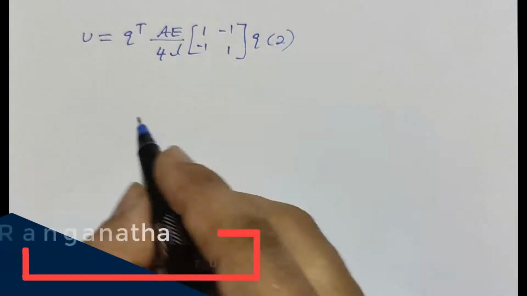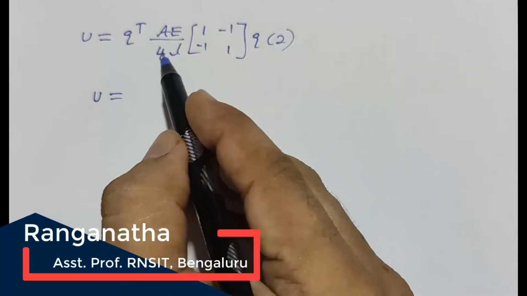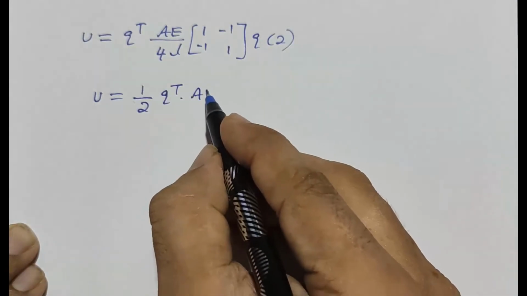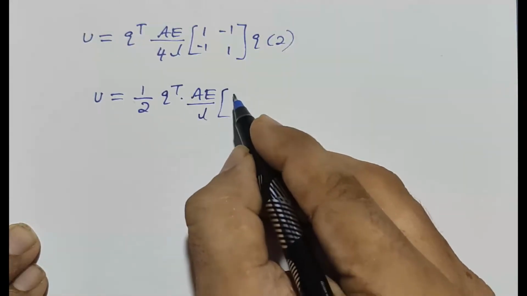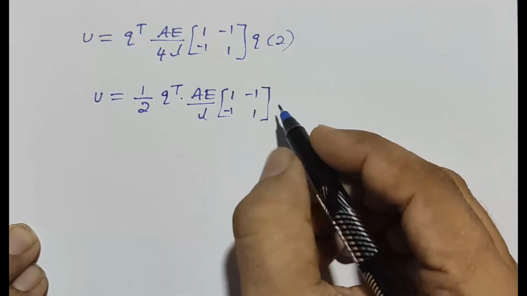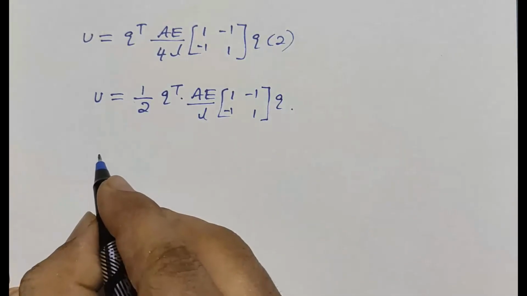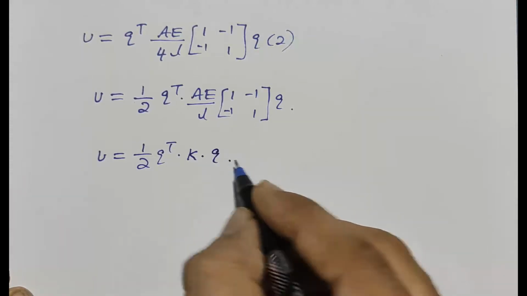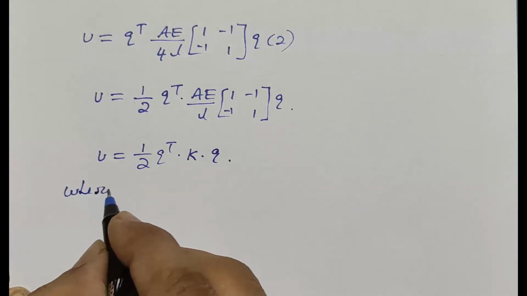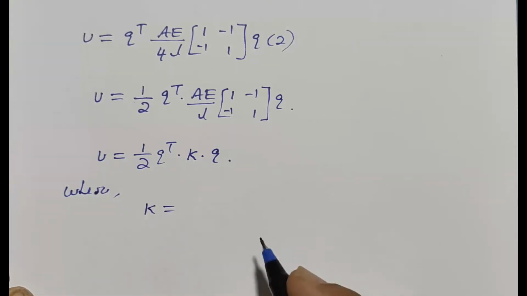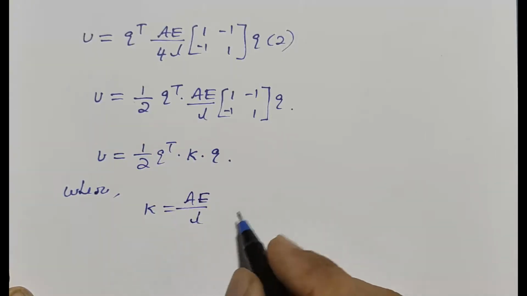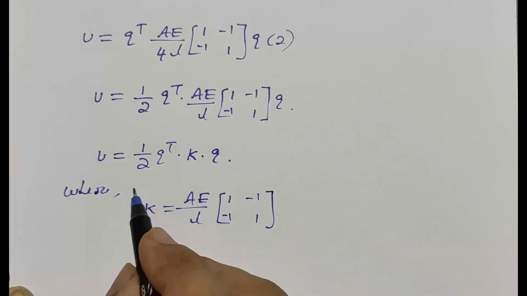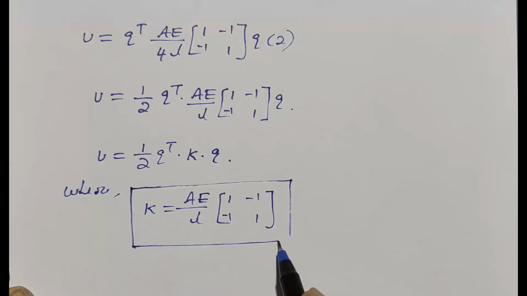If you simplify this, you will get U is equal to, here 2 over 4 becomes 1 by 2, 1 by 2 Q transpose AE by L [1 minus 1; minus 1 1] into Q. This I will write U is equal to half Q transpose into k into Q, where this k is equal to AE by L [1 minus 1; minus 1 1], which is the stiffness matrix for 1D bar element.